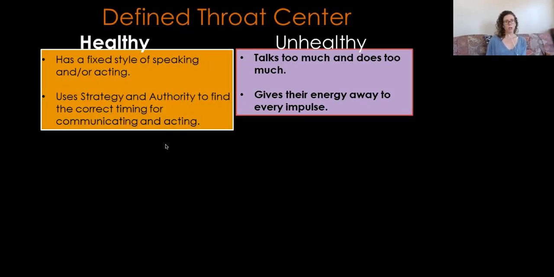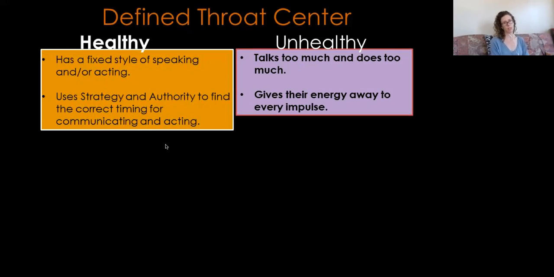Use the strategy and authority to find the correct timing for communicating and acting. Now that's really important, because especially if you're a manifestor or a manifesting generator, you can do a lot of damage in your life with this defined throat by acting and speaking from a place of not having clarity. So if you're emotional and you're upset, the words that you say and the energy that you put out into others in those moments has consequences.